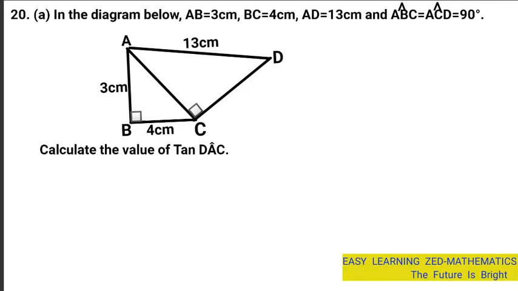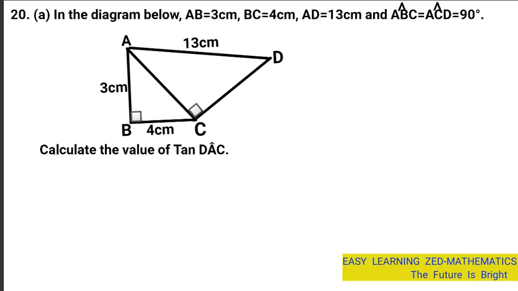Okay, so question 20a was as follows. In the diagram below, AB is equal to 3 centimeter, BC is equal to 4 centimeter, AD is equal to 13 centimeter, and angle ABC is equal to angle ACD, which is equal to 90 degrees. Now the question is calculate the value of the tangent DAC. Okay, the tangent DAC.